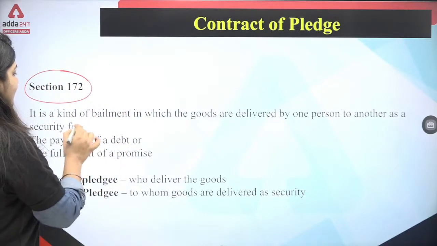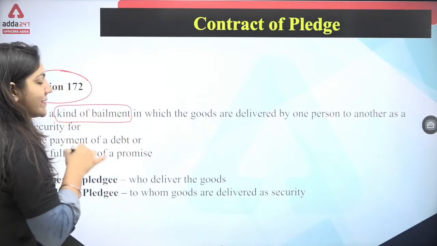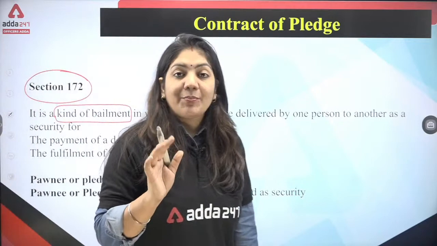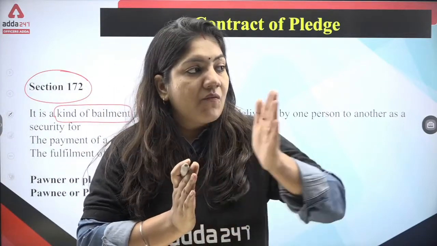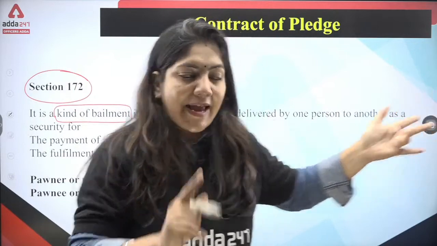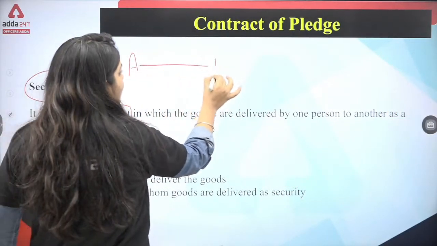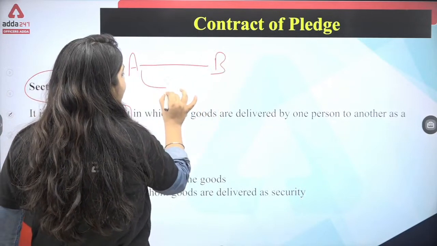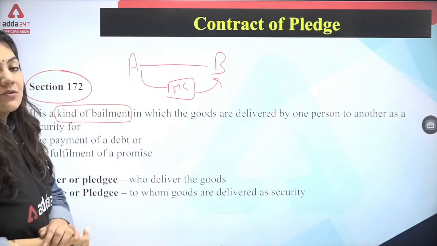Section 172. Okay, now what is this? It is a kind of bailment. Why is it a kind of bailment? Because in bailment we have seen that the property is transferred from one person to another person, right? So in the pledge also, person A is transferring the property, that is the movable goods, to person B. So that's why this is called a pledge.